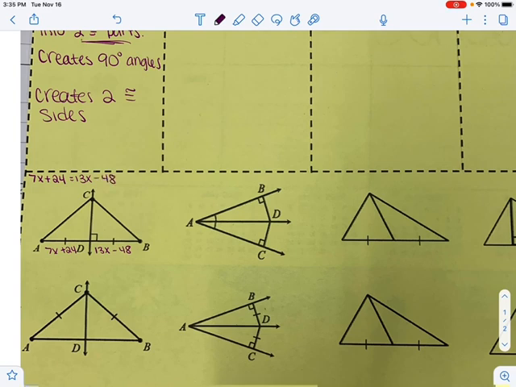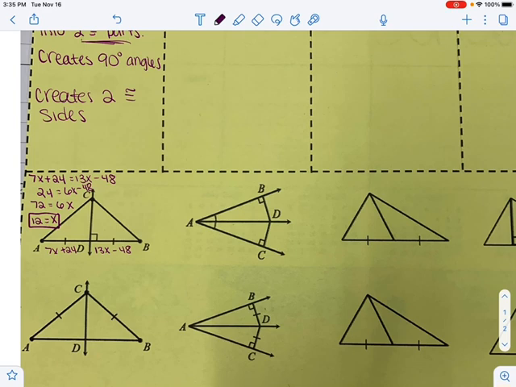And now we're just doing algebra to solve, right? We can subtract the 7x from both sides and get 24 equals 6x minus 48. We would then add the 48 to both sides, and we would get 72 equals 6x. And when you divide 6 on both sides, you get x will equal 12. And that's how we would use a perpendicular bisector to solve for variables using algebra.